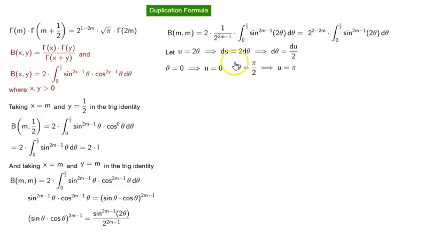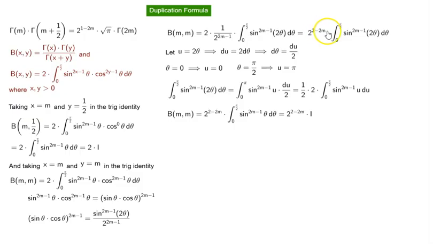And when theta is equal to pi by 2, we have u is equal to pi. Carrying out the substitution, we get the integral from 0 to pi of sine to the power of 2m minus 1 u times du by 2. 1 by 2 we take it out of the integral and we take the interval back to 0 to pi by 2. So we end up with 2 times the integral 0 to pi by 2 of sine to the power of 2m minus 1 u du.